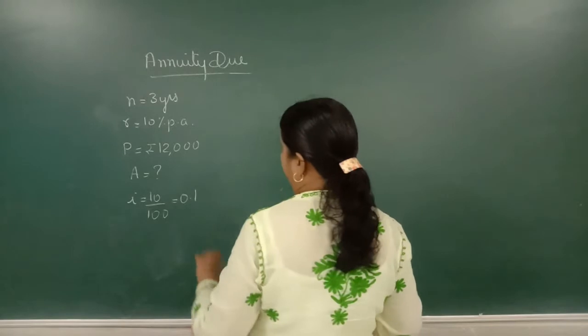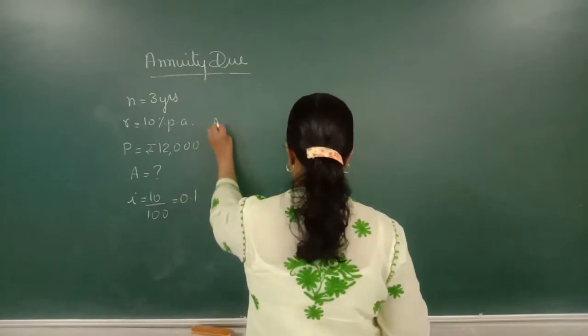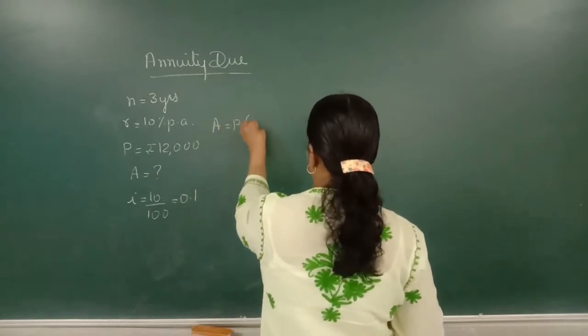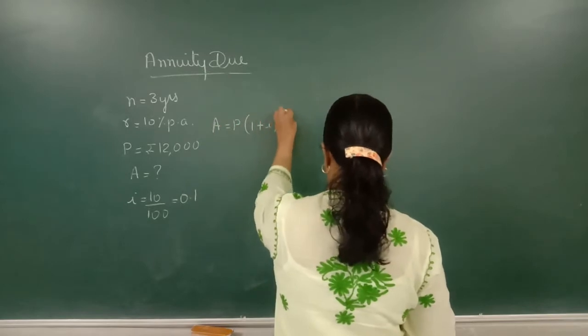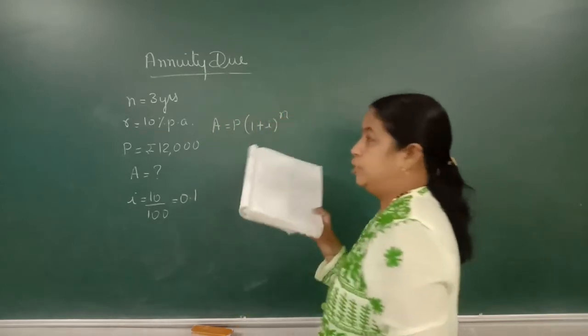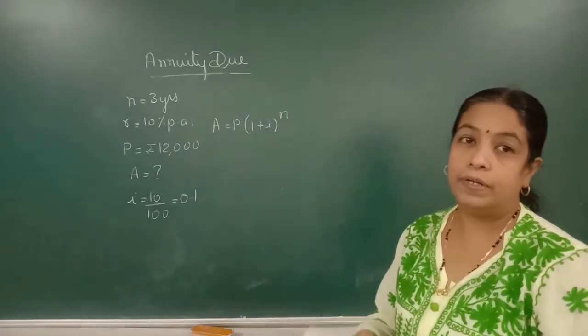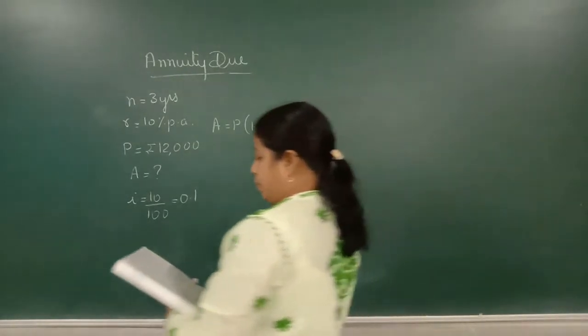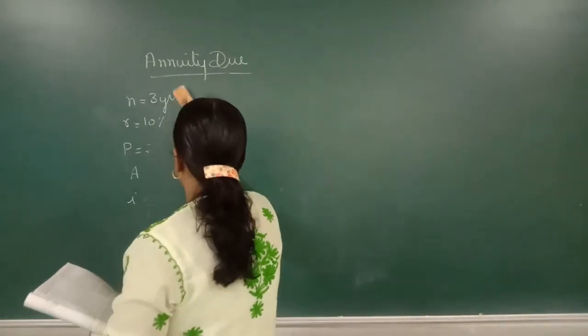Now accumulated value we want to find. It is annuity immediate again. A is equal to P into bracket 1 plus I to the power n. So just put the values in the formula and you will get the answer. Okay. Next sum.